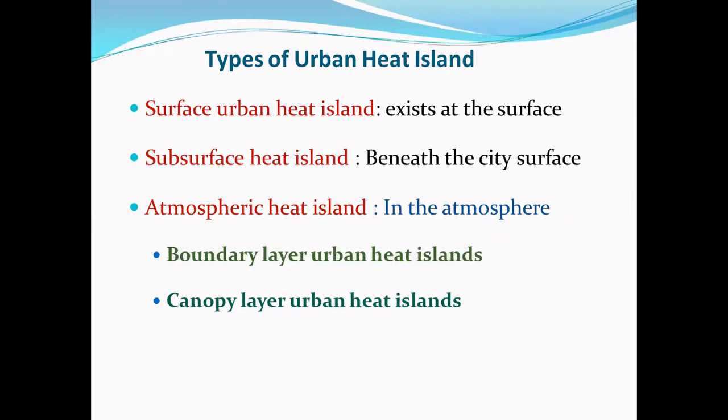These are further subdivided into two types. First one, boundary layer urban heat islands. Start from the rooftop and treetop level and extend up to the point where urban landscapes no longer influence the atmosphere. Second one, canopy layer urban heat islands exist in the layer of air where people live, from the ground to below the tops of trees.